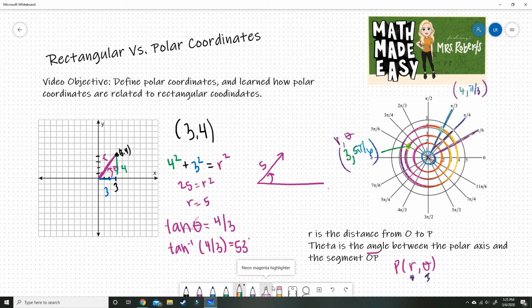So I hope that gave you a little bit of background on polar versus rectangular coordinates and how they are related. In the next video, we're going to do some practice graphing polar coordinates.